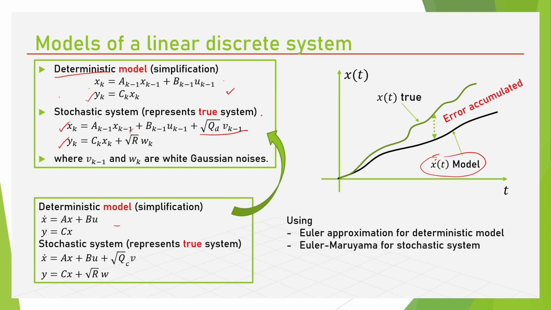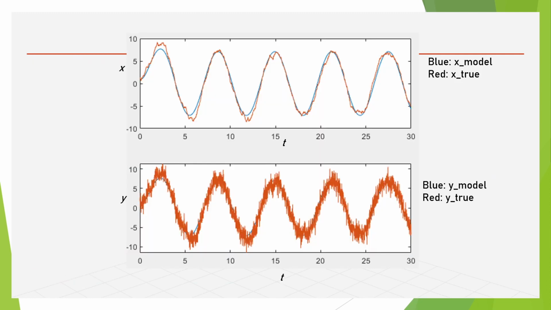If we want to compute it, we just use the Euler approximation. We call it Euler approximation if the model is deterministic, and if the model is stochastic, we call it Euler-Maruyama. Almost the same, but there is a difference in the noise term. That's why it has the name Maruyama in here.